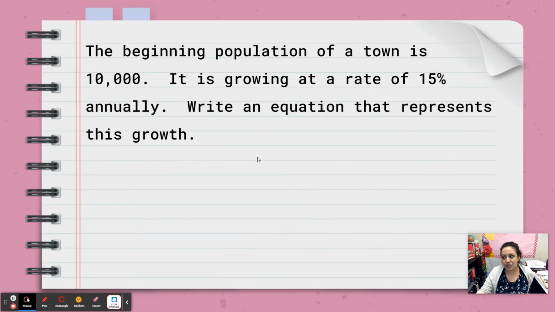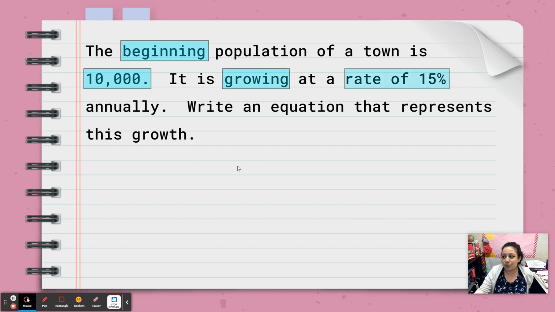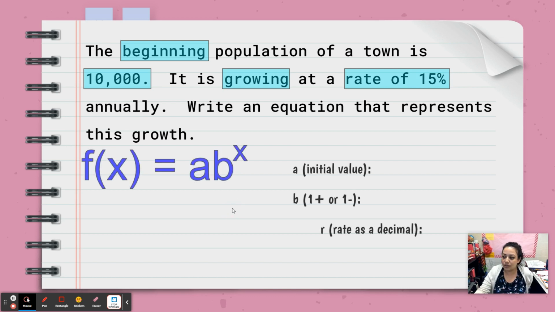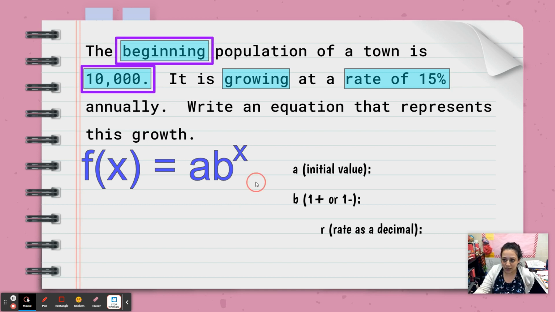The beginning population of a town is 10,000. It is growing at a rate of 15% annually. Write an equation that represents this growth. So beginning, that means I have my initial value coming up, which is 10,000. So there's my A value. Growing means it's going to be a growth at a rate of 15%. So here's my equation. So again, my initial value was 10,000.